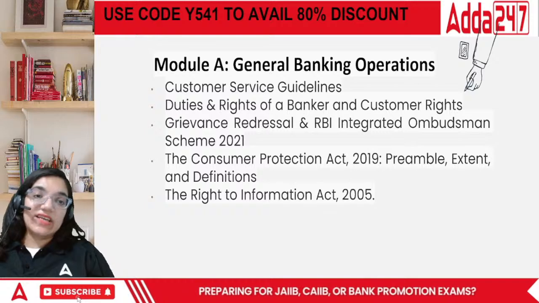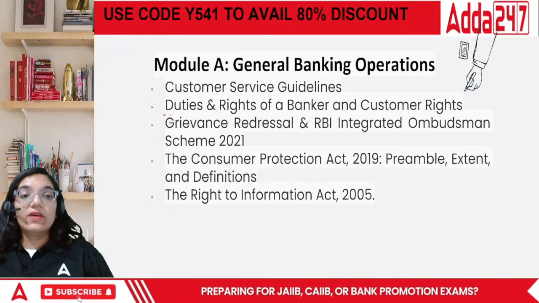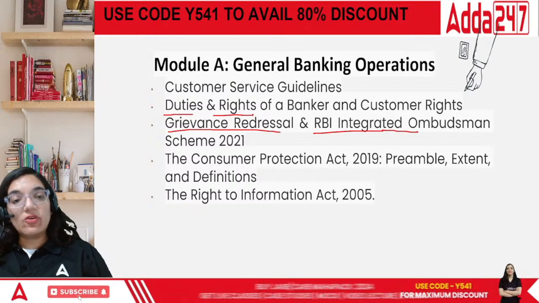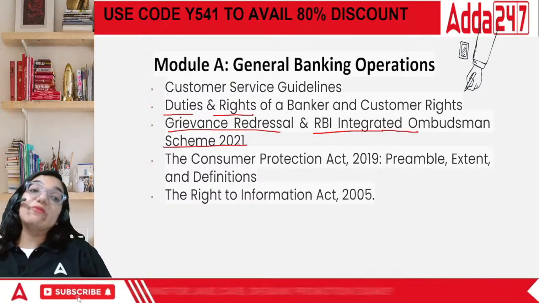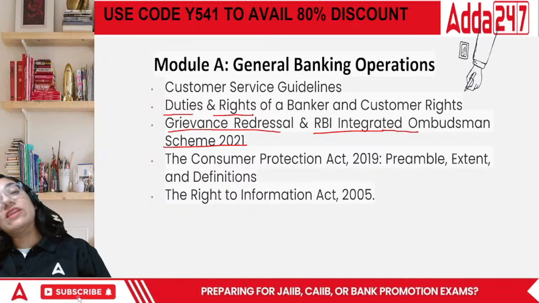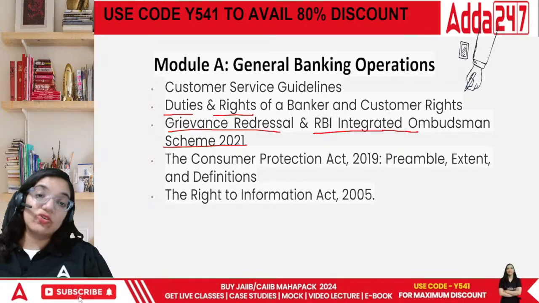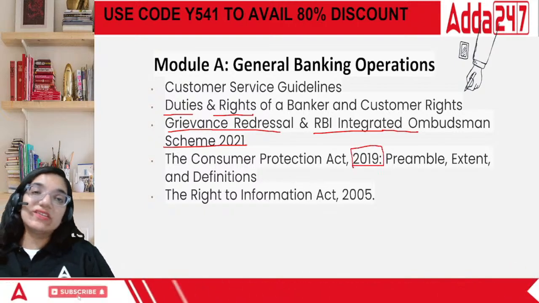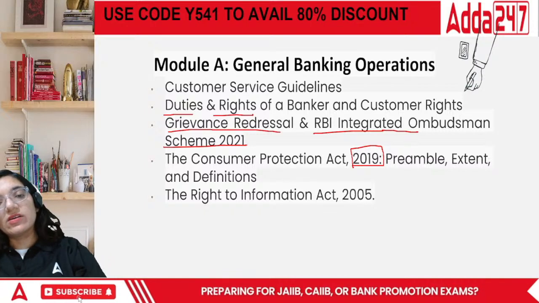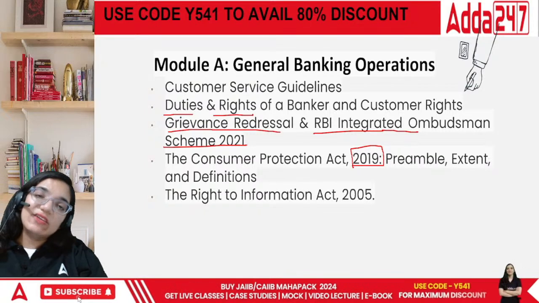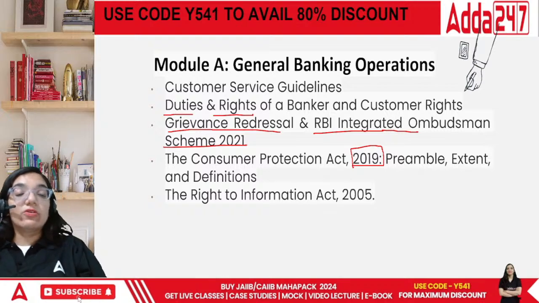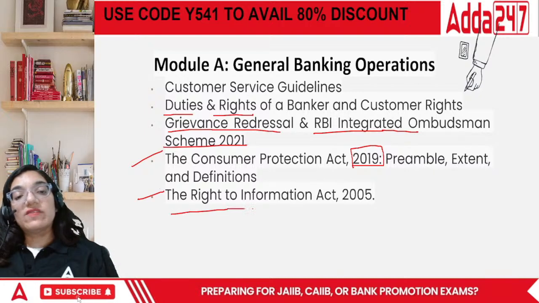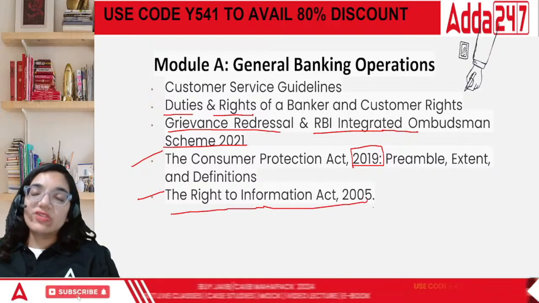Then customer service guidelines. What are the duties? What are the rights? Then we have grievance redressal and the RBI integrated ombudsman scheme. What is the scheme which has been introduced? Then you also study the latest Consumer Protection Act, also called COPRA, which was introduced in 2019. Earlier there was a particular act in 1986, which was recently changed in 2019. So COPRA is really helpful in your practical world as well. Then the RTI Act is also very important, the Right to Information Act 2005.